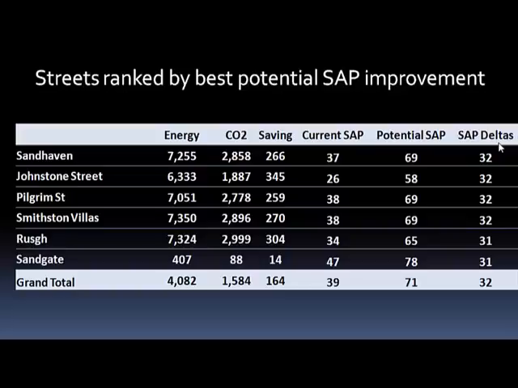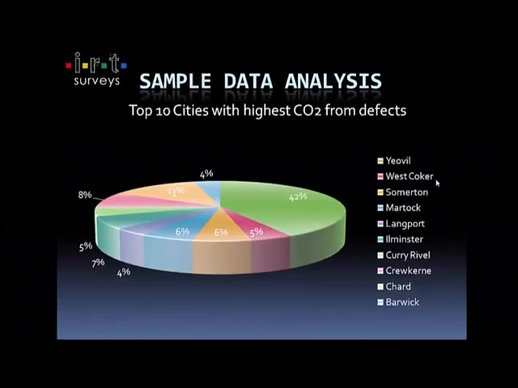Or you could look to see, if you were trying to meet minimum energy performance standards, which ones have the best potential to reach those standards, which ones are meeting them now, which ones aren't, and you can make an informed decision. So typical things you can do, you can grab graphs from these, and pie charts and things showing you the top 10 cities with the highest CO2.